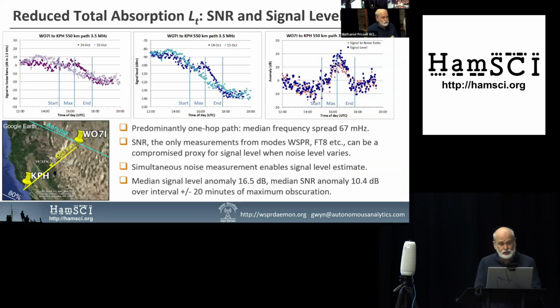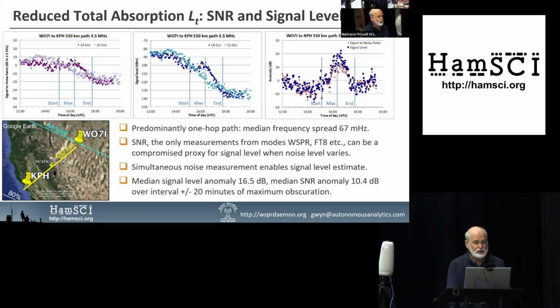So another aspect of reduced total absorption is that it results in an increase in signal level. Now, if we only had WSPR, as on the left-hand plot, then we only have signal-to-noise ratio. The dark magenta is the eclipse day. All of the light spots are on previous days. So what we see is that there is a change from the start to the maximum to the end of the eclipse in signal-to-noise ratio.